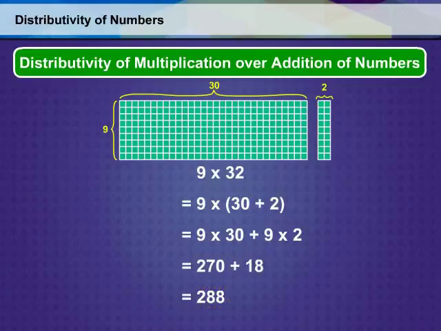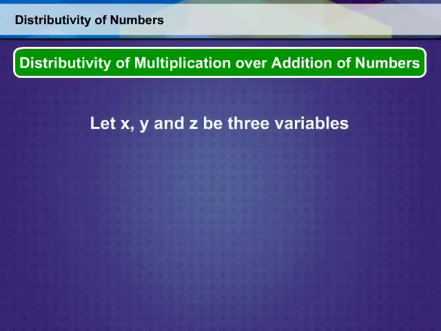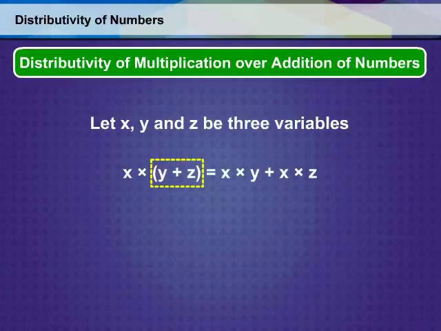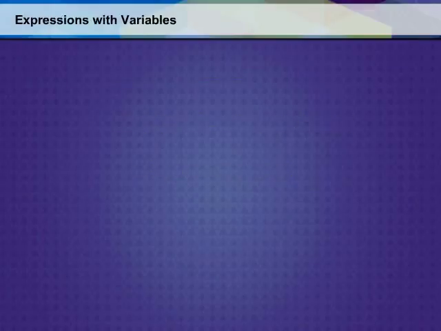Here also, by using variables, we can write this property of numbers in a general and concise way. Let x, y, and z be three variables, each of which can take any number. Then, x times (y plus z) is equal to x times y plus x times z. Use of variables allows us to express these properties in a very general and concise way.